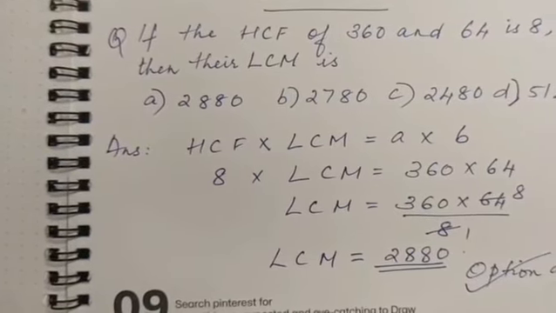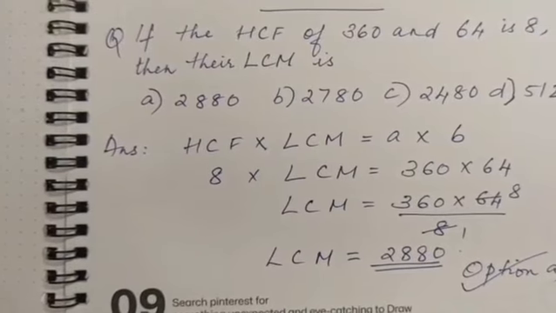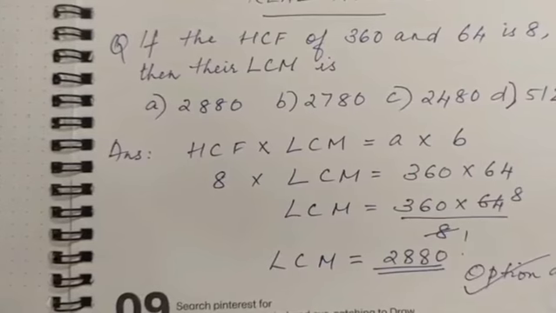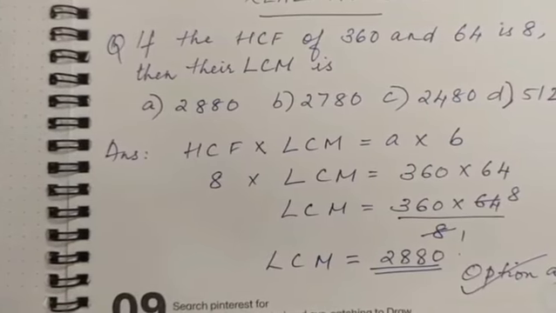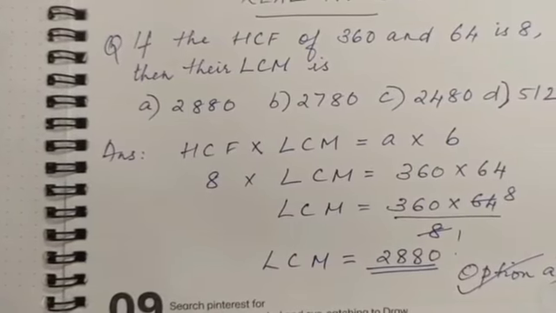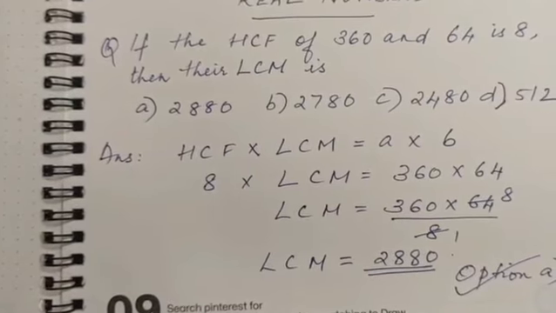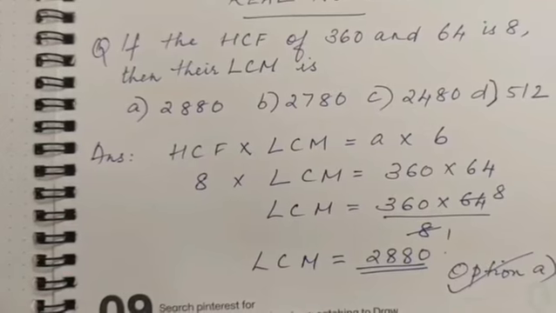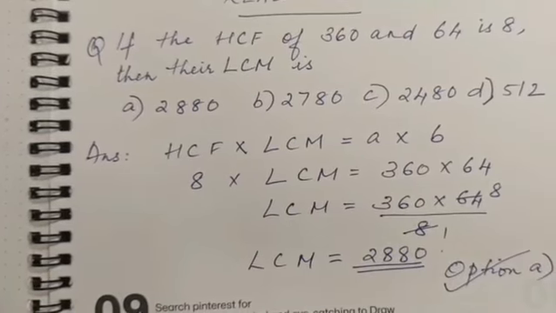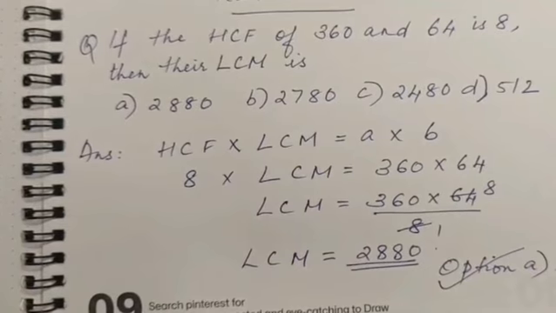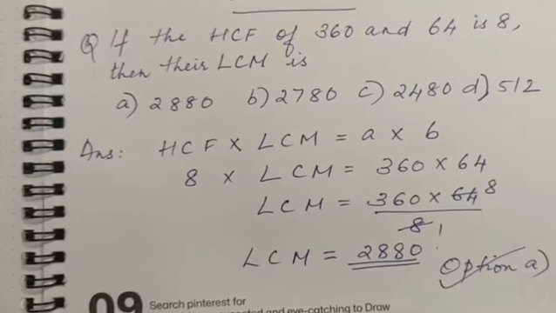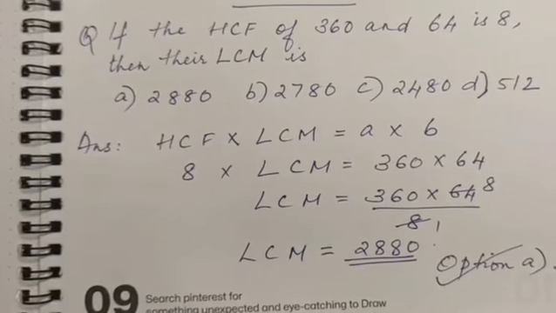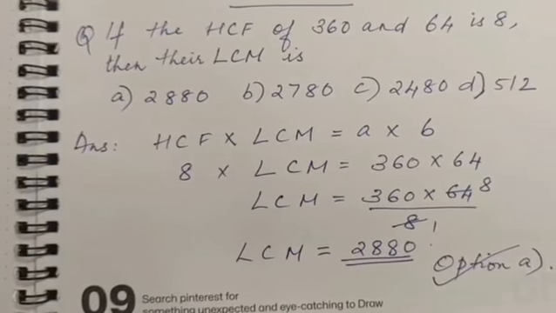Now the question is, if the HCF of 360 and 64 is 8, then their LCM is dash. Options are given. First option is 2880, second option 2780, third option 2480 and D, last option 512.